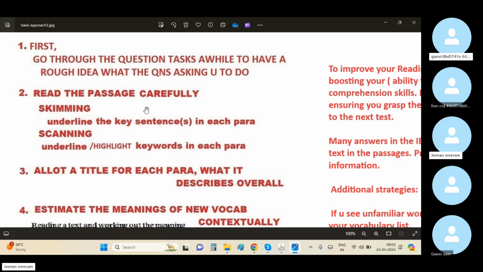So somehow you can underline the keywords. Please remember, in each of the paragraphs, the most important information which contributes to the main idea of the paragraph can be seen either in the beginning or in the end. So the first two sentences and the last sentence of each paragraph are so important to have an idea about the paragraph. Is it clear, buddies?